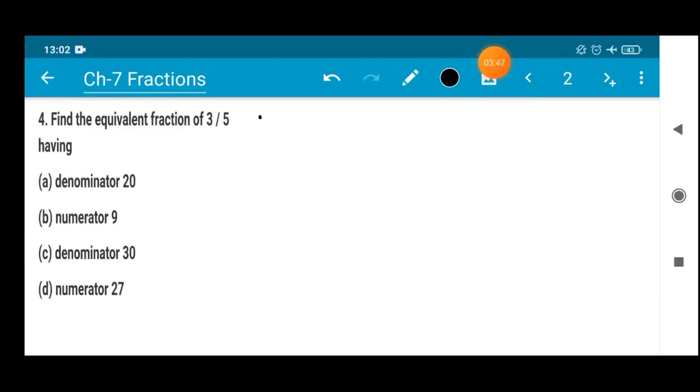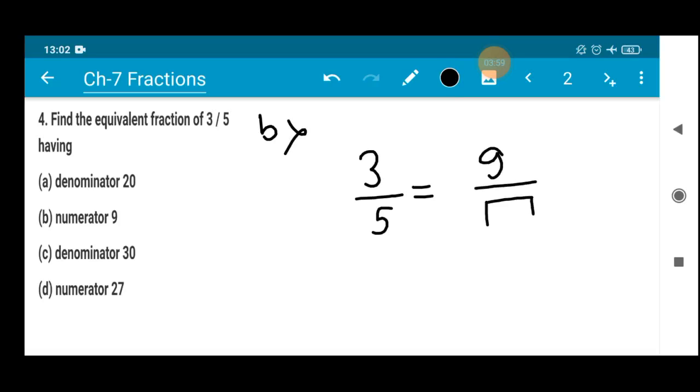Alright, proceeding forward to part B. Find the equivalent fraction of 3 by 5 whose numerator is 9. Of 3 by 5 we have to find the equivalent fraction whose numerator is 9 and whose denominator is unknown, that is, we have to fill this box.